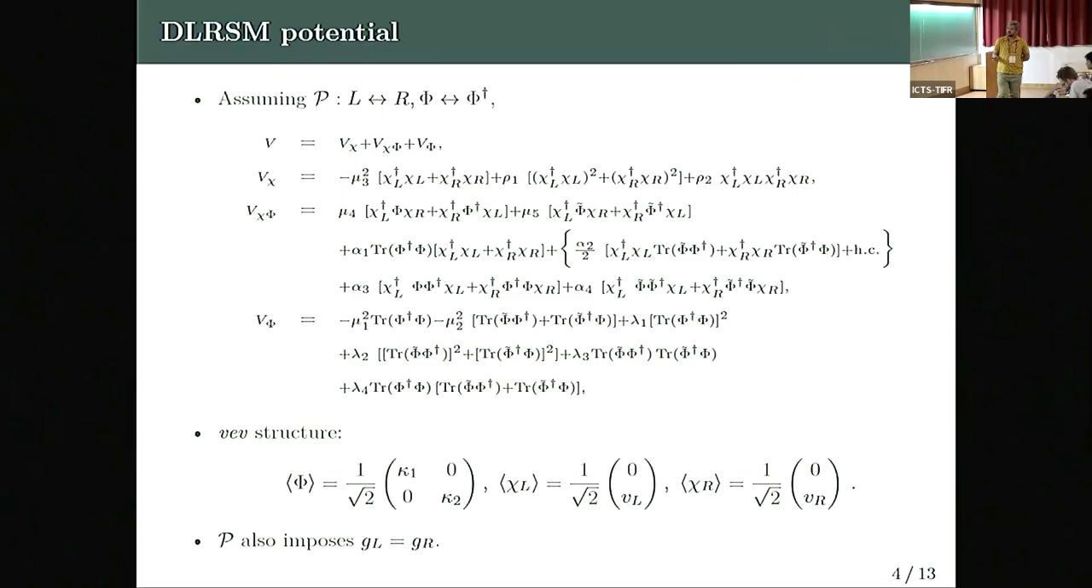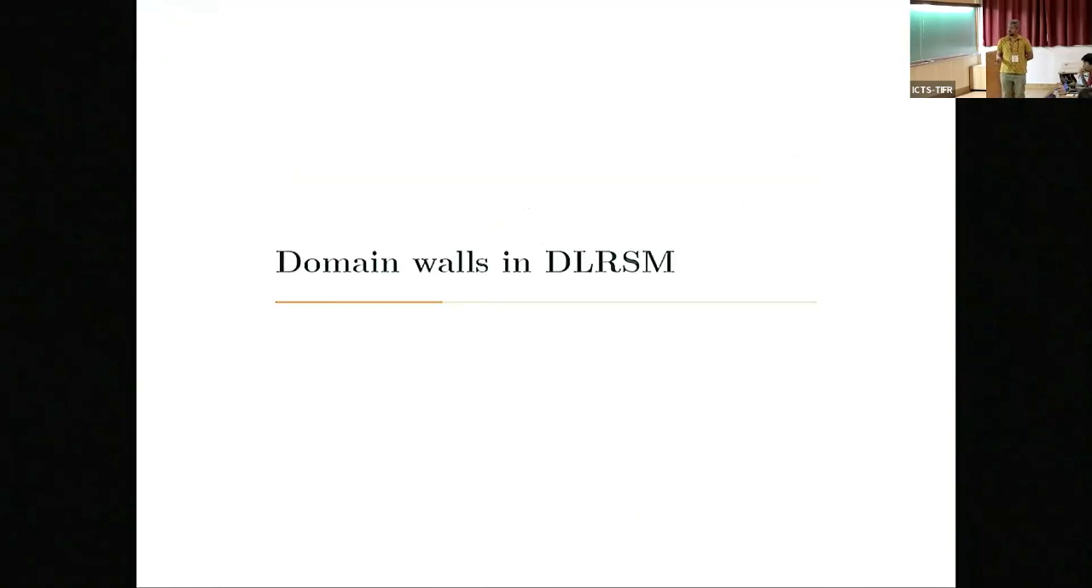Now coming to the potential. The chi's represent the doublets, while phi is the bidoublet. We don't have to worry about all these expressions. What is important is that it is made up of three pieces, and assuming that you put a discrete left-right parity symmetry, this is what you can write down the potential as. To get the desired breaking pattern, these are the structures that we need to impose. Also, P imposes g_L equal to g_R on the gauge coupling constants.